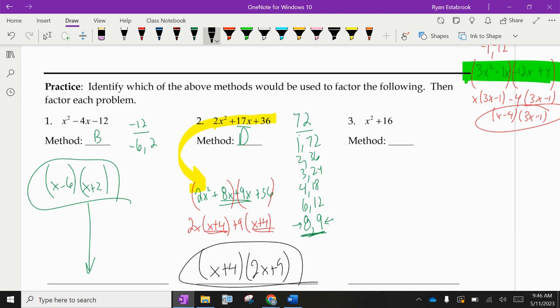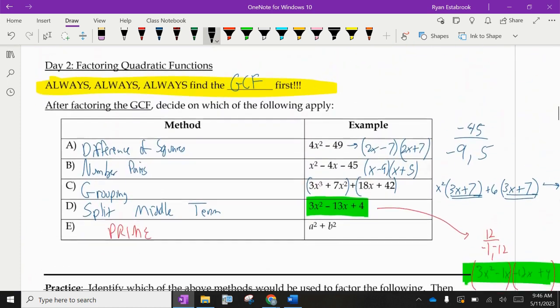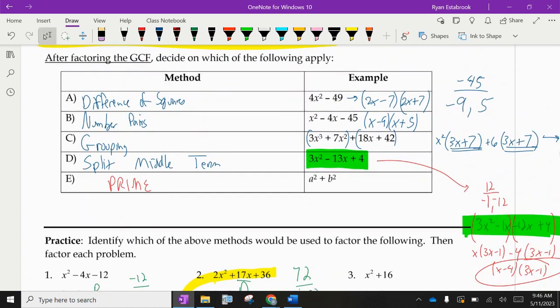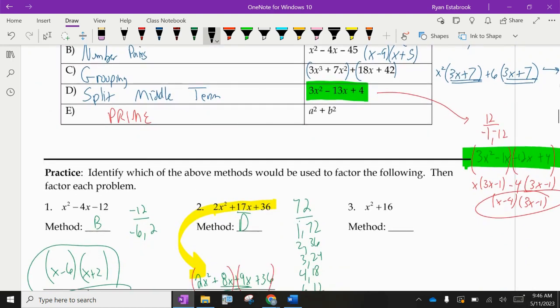x squared plus 16. What do you notice about this one? Only 2 terms, not 3. They're separated by a plus sign. Look back on the chart we had above. Which one of these applies to this x squared plus 16? Isn't it this bottom one? Right? It says x squared plus 16.